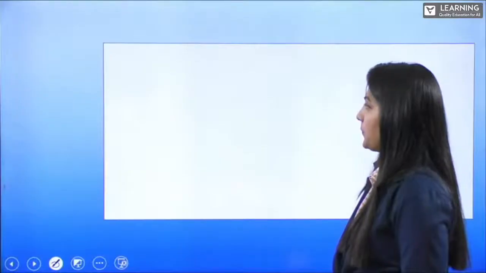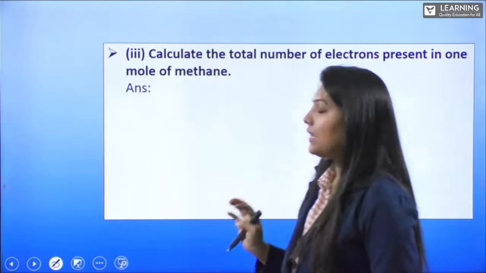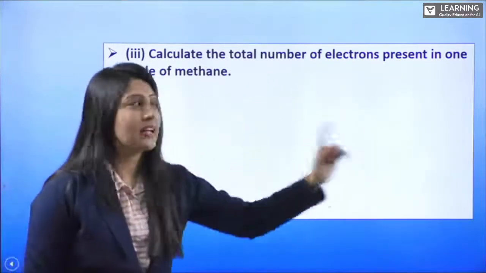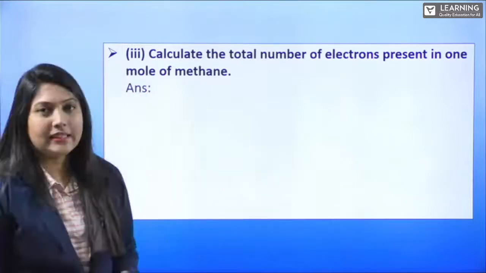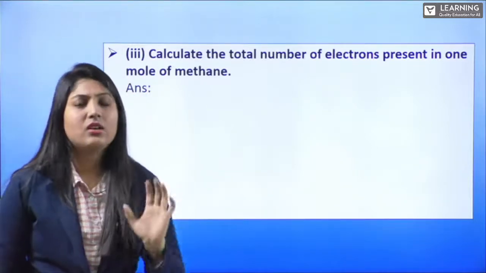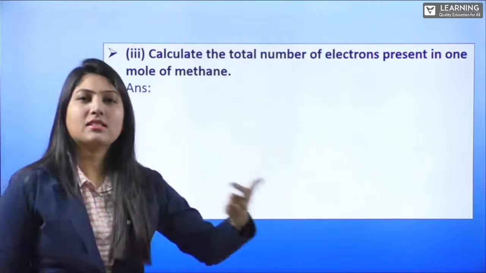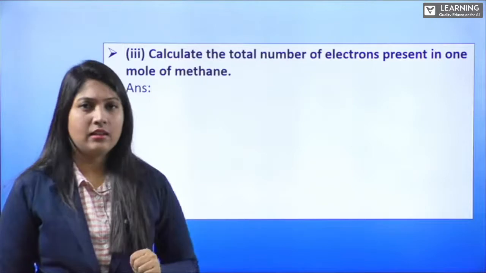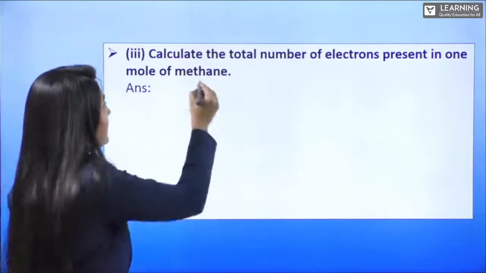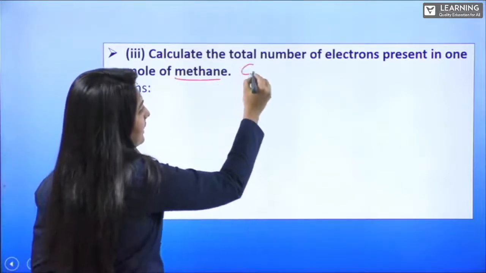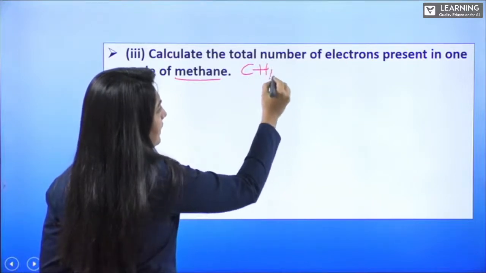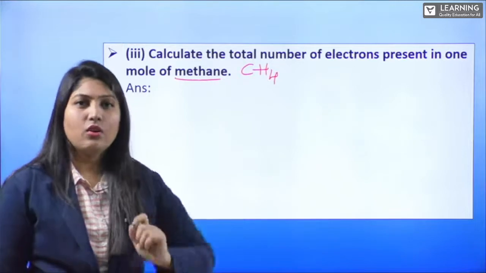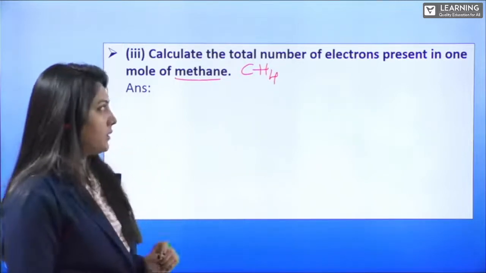Good. The next question. Calculate the total number of electrons present in 1 mole of methane. So here they are not just asking 1 mole of some substance or 1 mole of electrons. Now they are giving you methane. Here you need to know what methane is. Methane is nothing but the first member of hydrocarbons, that is, CH4 is the formula of methane.